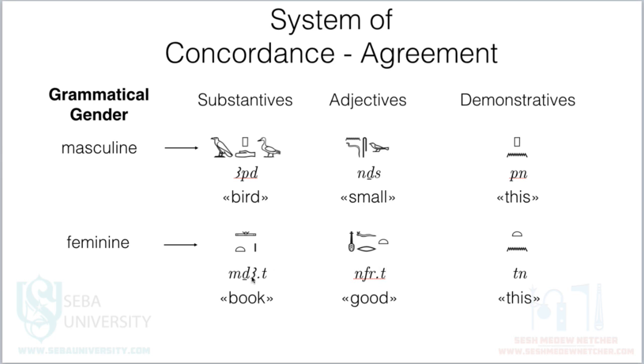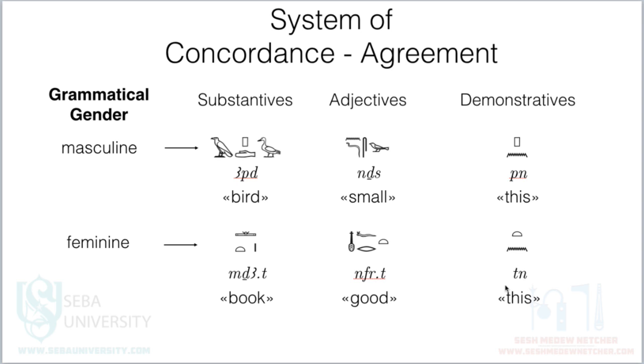So this is the trigger. The gender is triggering this constituent to also be feminine. Majat neferet, the good book. And likewise, the gender of the substantive is also triggering the demonstrative, which is also a constituent, and it's ten. So majat neferet ten, which is this good book.